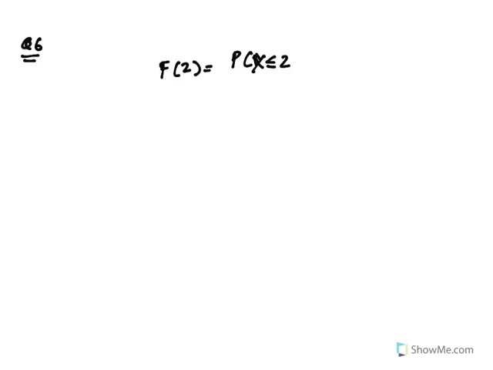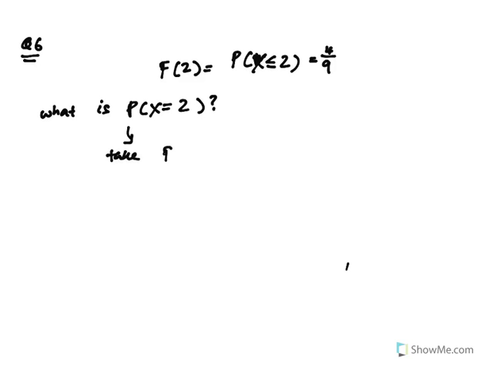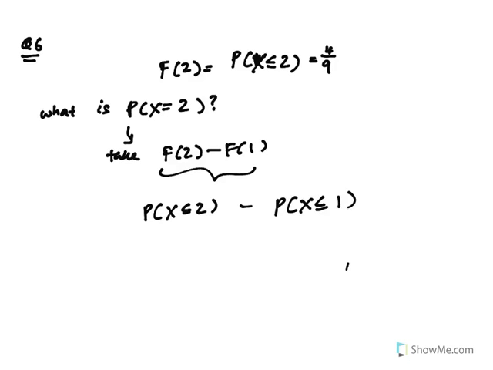Probability of X less than or equal to 2, because it is cumulative. So you know that this one, you must take, equals 4 over 9. Then what about F(1)? You must find F(1), right? So what is F(2)? F(2) minus F(1). In our lingo, that is the probability of X less than or equal to 2 minus the probability of X less than or equal to 1.